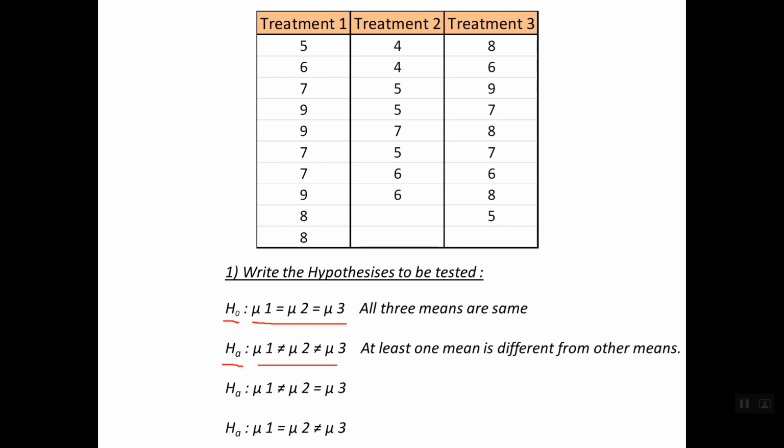Maybe the three means are not the same, or maybe two means are equal and the third one is not, same like what we have here. mu1 is not the same as mu2, but it is equal to mu3, or mu1 is the same as mu2, but it is not the same as mu3. So we need to test the null hypothesis, which states that the significant difference between the means does not exist.